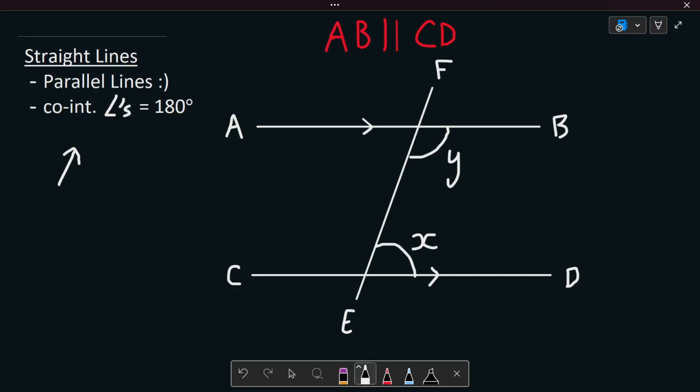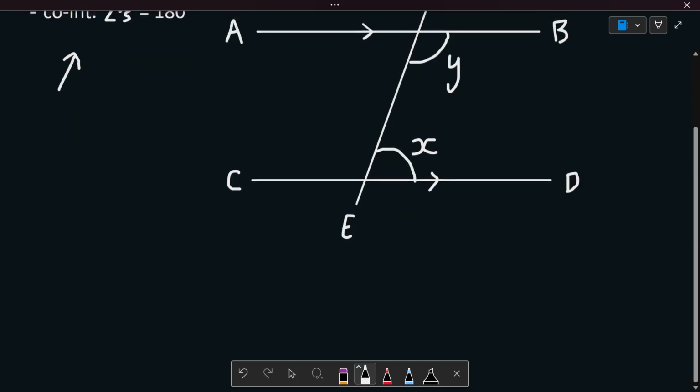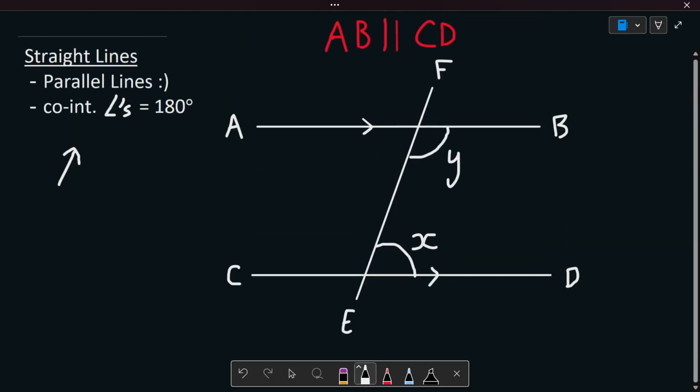And what they're trying to say, the sum of the two angles will equal 180 degrees. So if you add X and Y together, it needs to be equal to 180 degrees. Only under the criteria where AB is parallel to CD, or if two lines are parallel to each other, if we do have parallel lines.